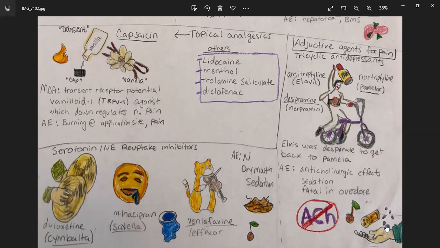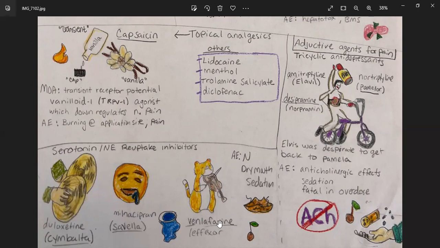And this picture also helps you remember that. So then we have some serotonin and norepinephrine reuptake inhibitors, and the mechanism of action is just that. And so we have some symbols for Cymbalta. This little face that is salivating for Savella. And then a feline playing a violin. Feline violin for venlafaxine.